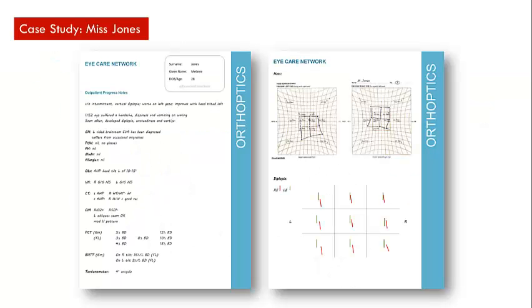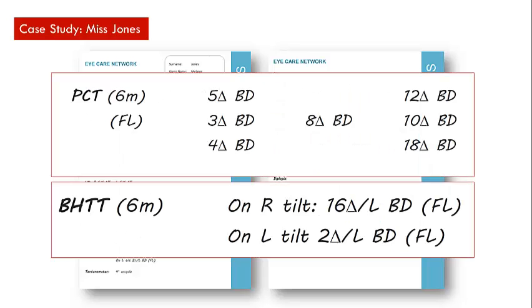And finally, let's come back to Miss Jones. Now, we have 2 sets of information that will assist us in looking at Parks 3 steps. We have the deviation in primary position, 8 prism diopters, a deviation in right gaze, the deviation in left gaze, and then the Bielschowsky head tilt test performed. In some instances, you'll actually see the Bielschowsky head tilt test recorded as part of the PCT, which is also fine. In this instance, we've seen them separate.